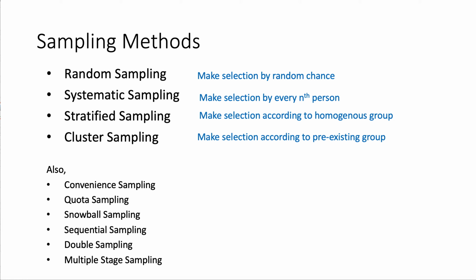Maybe people who are in the same location. Location's probably the best explanation. Now just really quickly, I'll run through these 6. Convenience sampling, you just ask the first people you see. Not a good way of doing it.